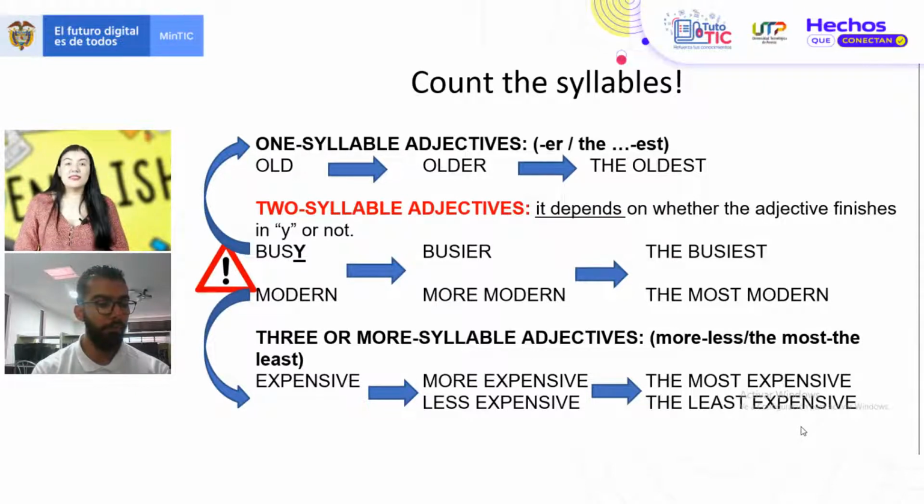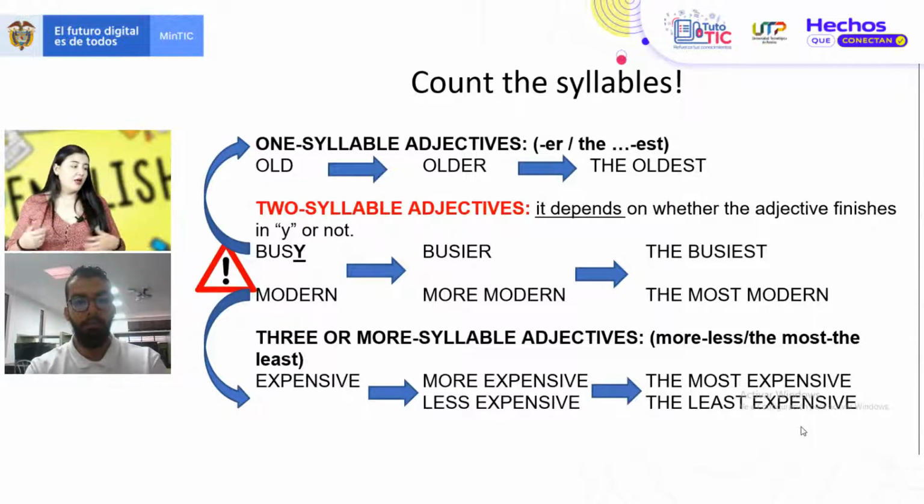Esa regla aplica si el adjetivo termina en Y. Esa es la excepción. Pero si es un adjetivo de dos sílabas que no termina en Y, entonces le agregamos la palabra more en lugar de esa terminación ER. ¿Cómo sería? Let's take a look at the other example. Modern, ¿sí? Moderno, modern. We have two syllables y ese no termina en Y, entonces diríamos more modern. Okay? That would be two syllables adjectives.